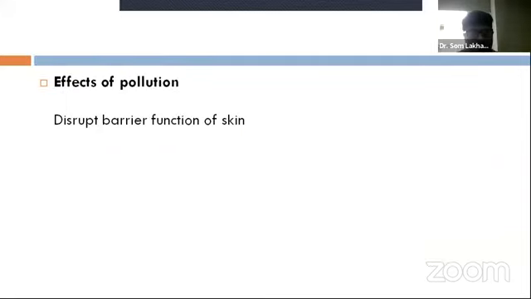And the last important factor is the effect of pollution. Pollution basically disrupts the stratum corneum, that is the outermost layer of the skin, which leads to barrier dysfunction, and ultimately the process of aging starts. So these are some of the important causes of extrinsic aging.